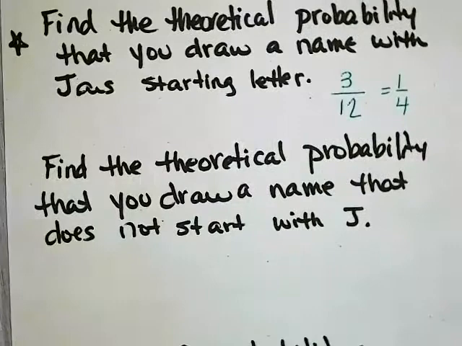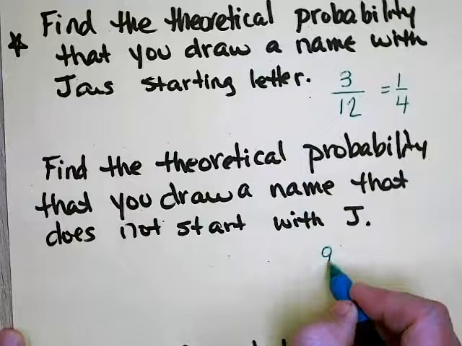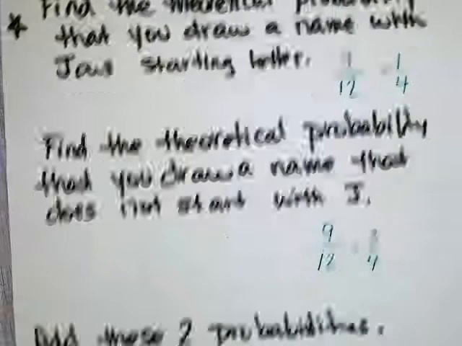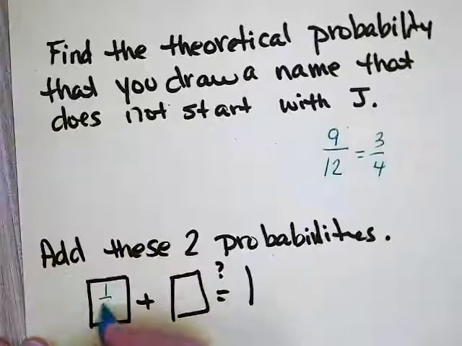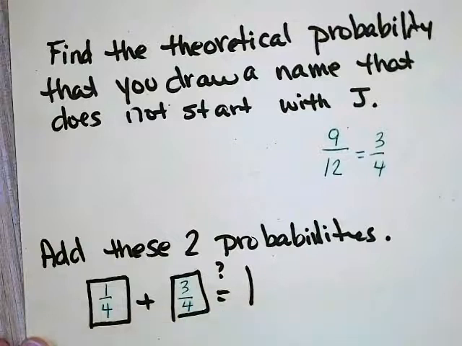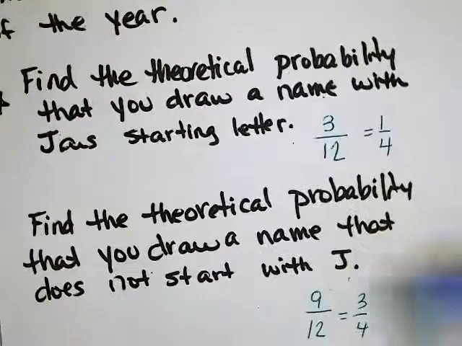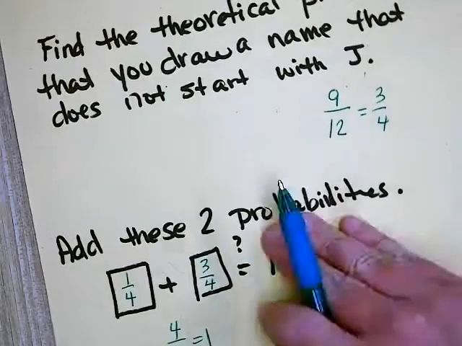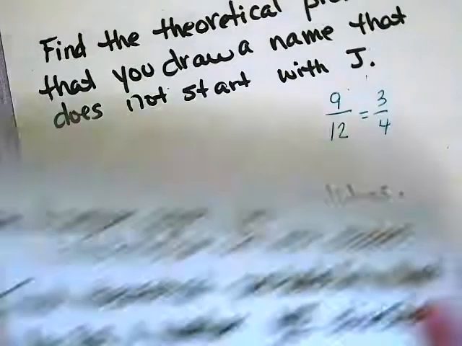Now it says find the theoretical probability that you draw a name that does not start with J. Well, if 3 of them start with J, how many of them don't? 9. So 9 out of 12, which is 3/4. Now add these two probabilities together. 1/4 plus 3/4, is that equal to 1? Yes. These two events are called complements of each other. If together their probabilities add up to 1, if together they cover all of the possible things that can happen, then they are complements.